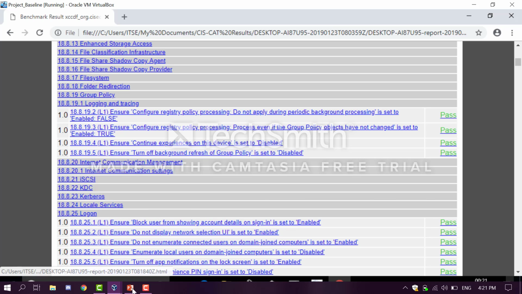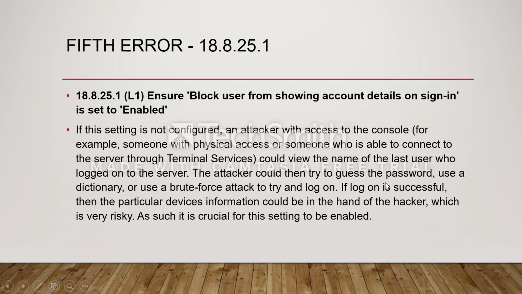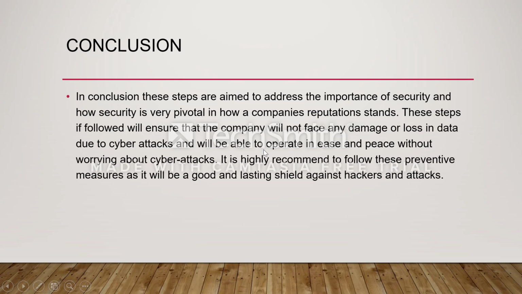So now, with all those pass, let me give you a conclusion on why these errors are important. So in conclusion, these steps actually aim to address the importance of security and how security is very pivotal in a company's reputation. So if a company's security is not that good and it could lead to a lot of data breaches, then its reputation drops and the company wouldn't do well in the market. So as such, the company will not face any damage or loss in data if it follows these steps. They could also reduce the number of cyber attacks, and it will be able to operate in ease and peace without worrying about cyber attacks that much.